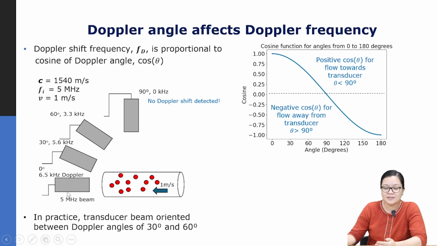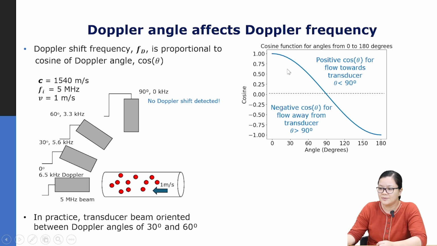Depending on how you position the transducer, you will get a different Doppler frequency shift. If you angle the transducer with a 0-degree Doppler angle, then you will get a Doppler frequency of 6.5 kilohertz. As you move away from that angle towards 90 degrees, the Doppler frequency shift would decrease. At 90 degrees, there would be no Doppler shift detected, and that's because of that cosine function.